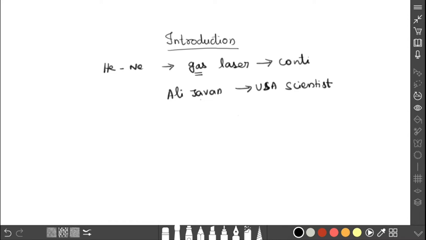We already discussed the disadvantage of the ruby laser in the previous video. It produced a pulsed laser, not a continuous one. But Ali Javan developed this helium neon laser to give a continuous laser. That is the advantage of this laser. This is the small introduction. You may have the doubt why helium and neon are combined, why not other gases? Because helium and neon have close energy levels. While discussing the working part, you can understand why these two are chosen to produce the laser light. Now we will go to the construction part.